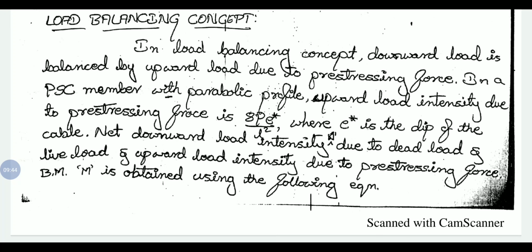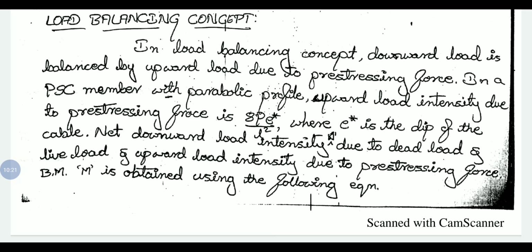By using this concept, we are going to design the section for the extra amount of 50 kilonewton. That is, 100 kilonewton of pre-stressing force is balancing 100 kilonewton of dead load and live load. The additional 50 kilonewton will be considered for the design of the pre-stressed member. So for that, we need to consider the bending moment due to dead load and live load as well as the bending moment due to pre-stressing force. How to calculate?